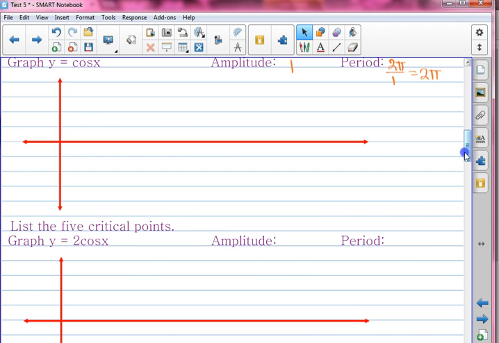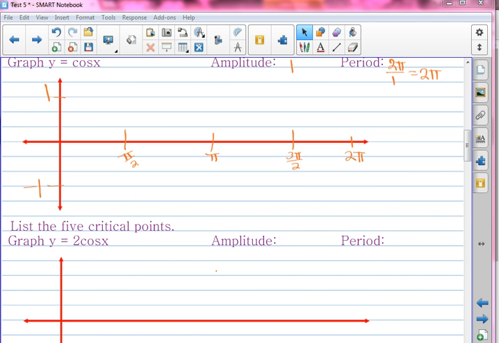Now you need to set up your x-axis. You put your period on the right. You break it up into 4 parts. And then you do 2 pi divided by 4, and that gives you pi over 2. And then pi over 2 plus pi over 2 is pi. And pi plus pi over 2 is 3 pi over 2. Label your y-axis, and this is going to be -1, and this will be +1.